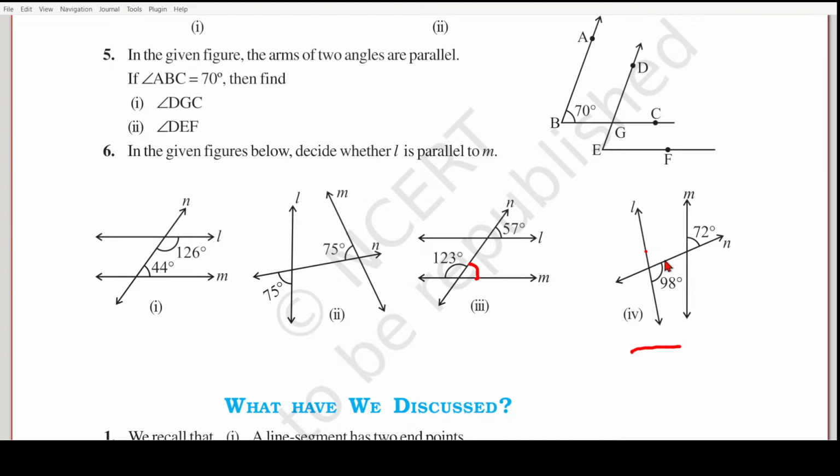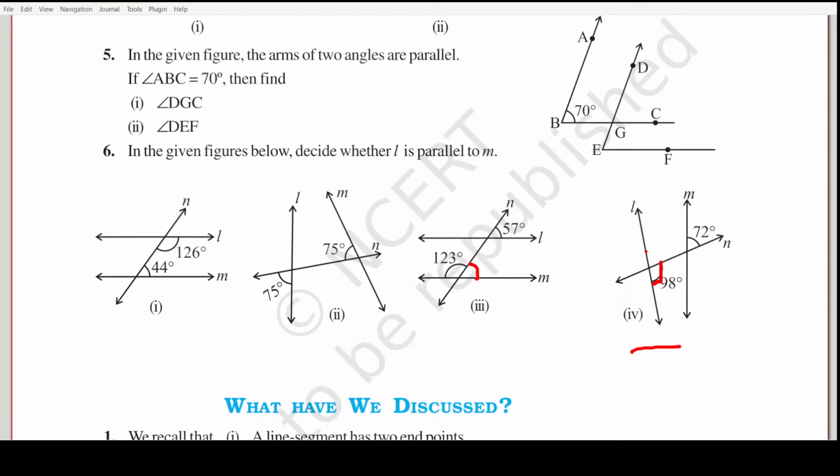100 and... 92 plus 72 is how much? 82. 82 plus 72 is how much? No, I was talking about the 98 one. What should this angle be?